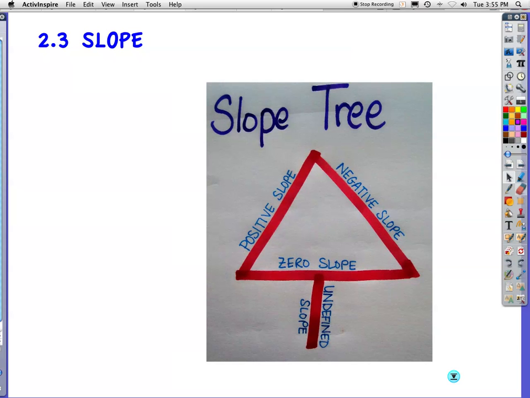Okay, section 2.3, slope. They have a nice little slope tree, which is kind of cutesy. Positive, negative slope, zero slope, undefined slope. Once again, should be review.